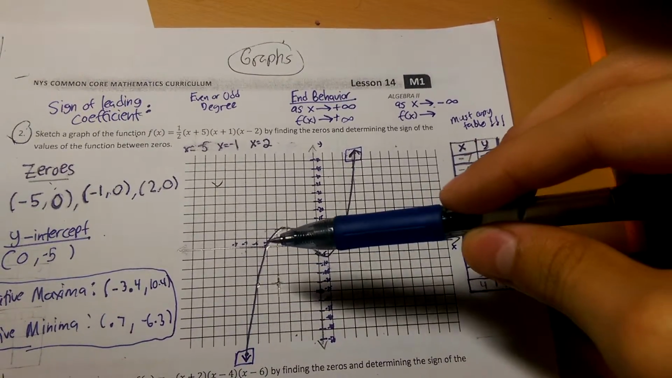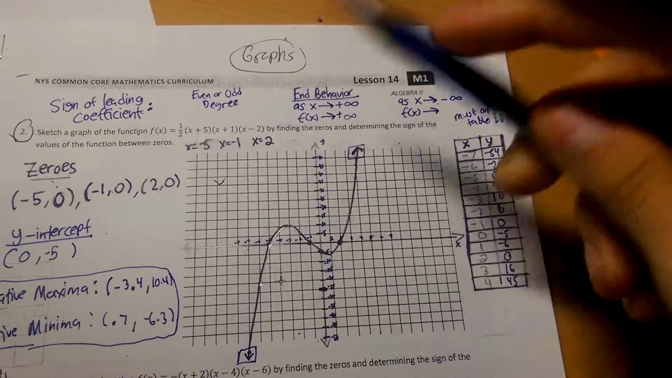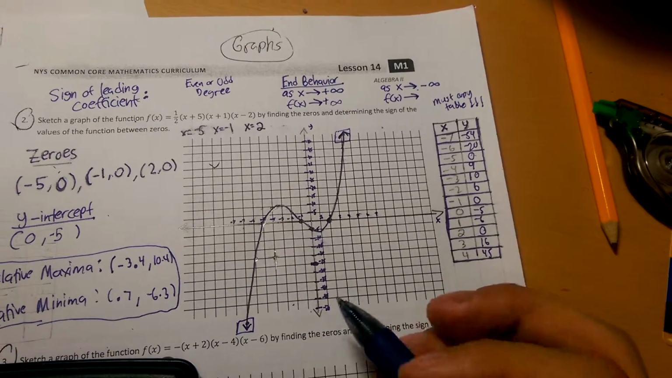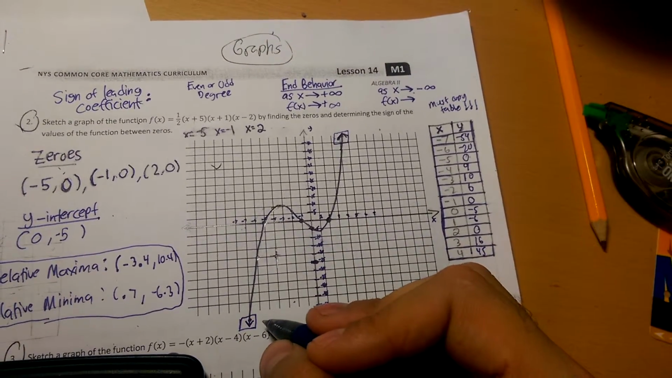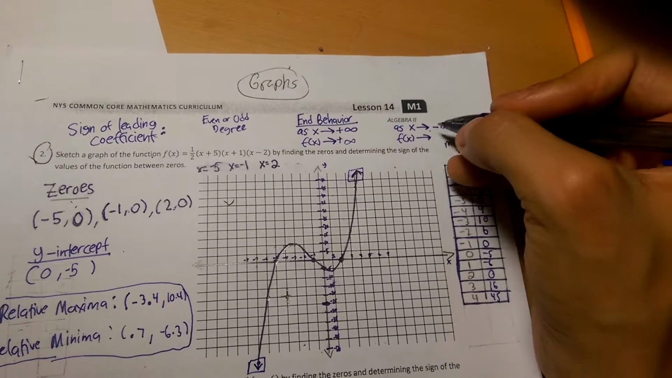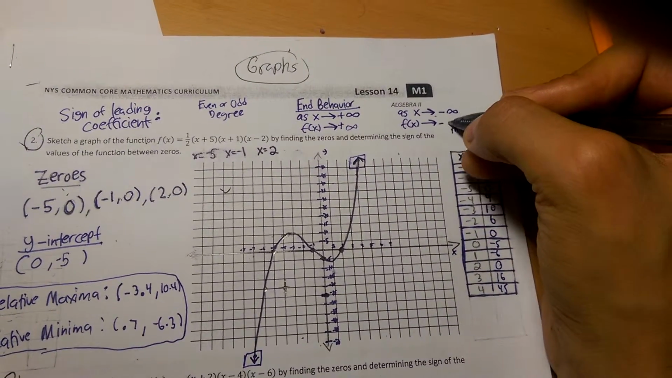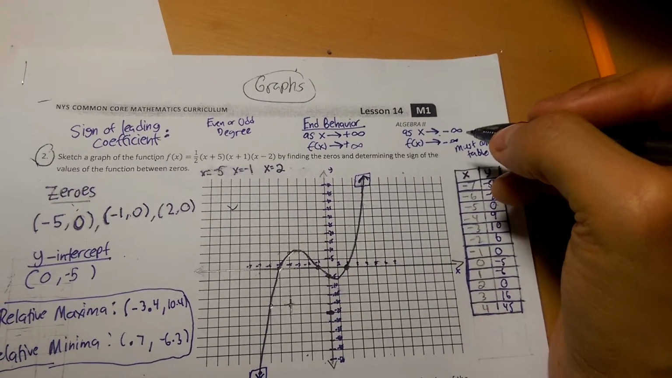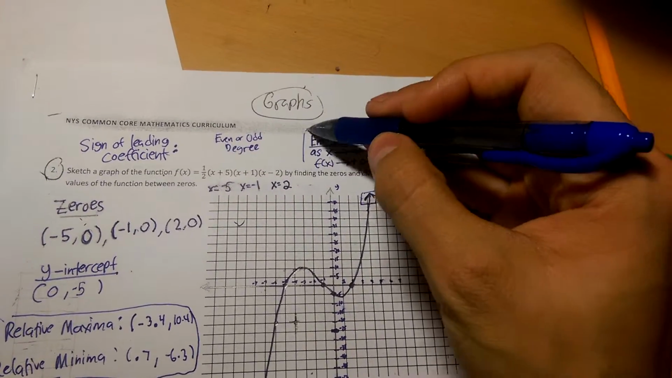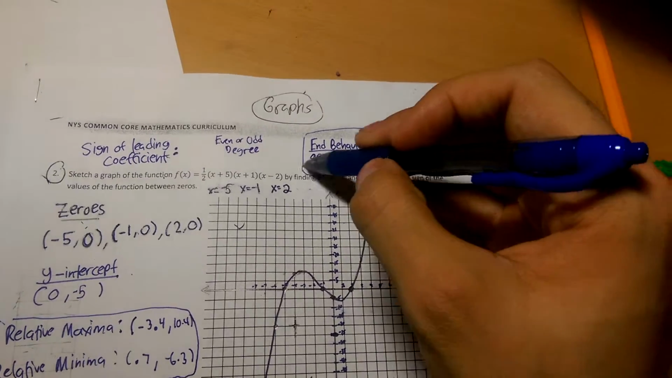Look at my y values. They're going like this. Again, look how I put a box around the arrow. So that is negative infinity. You guys see that? So the answer would be over here: as x goes to negative infinity, f of x goes to negative infinity. So that's end behavior. I'm going to put a box around that. That is end behavior, that whole thing.